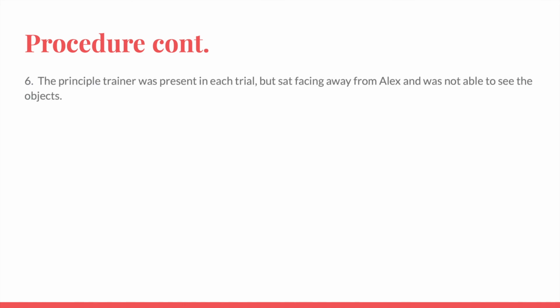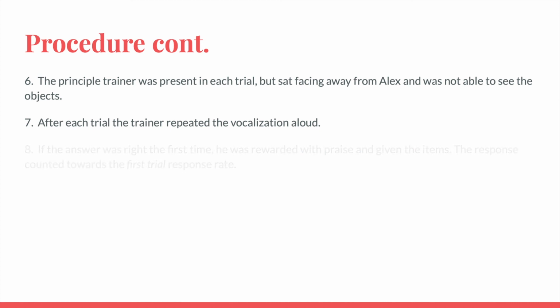The principal trainer was present during the trials, but when Alex was being tested, the trainer sat facing away from Alex, and the trainer was not able to view the objects. After each trial, the trainer repeated the vocalization out loud.